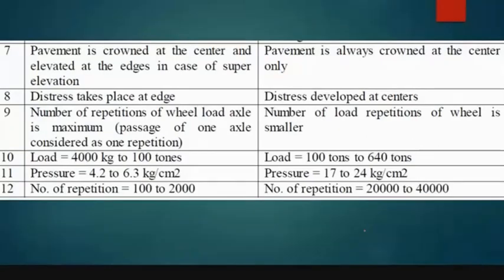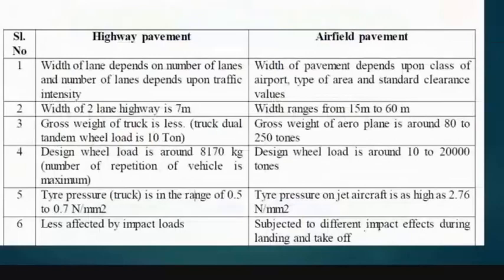On the road, what will happen? Behind a car there will be another car. Likewise, a series of cars will be running on the highway pavement, but there are no aircraft immediately one after another. There will be a gap of 10, 15, 20 minutes. If you observe very small domestic airports, the frequency is very low. Hardly 2 to 3 aircraft will be coming, so the number of repetitions of wheel load is very less. Similarly, we can talk with respect to load, tire pressure, and number of repetitions. Okay, hope the difference between highway pavement and airfield pavement is clear.